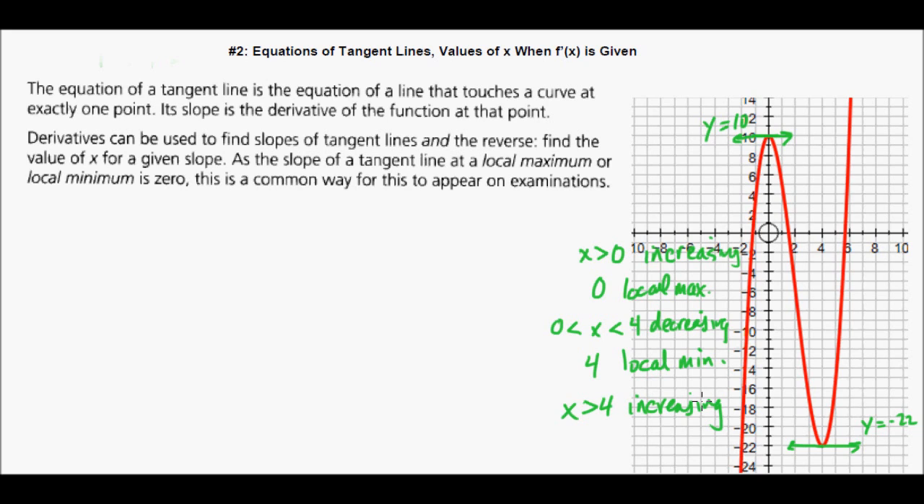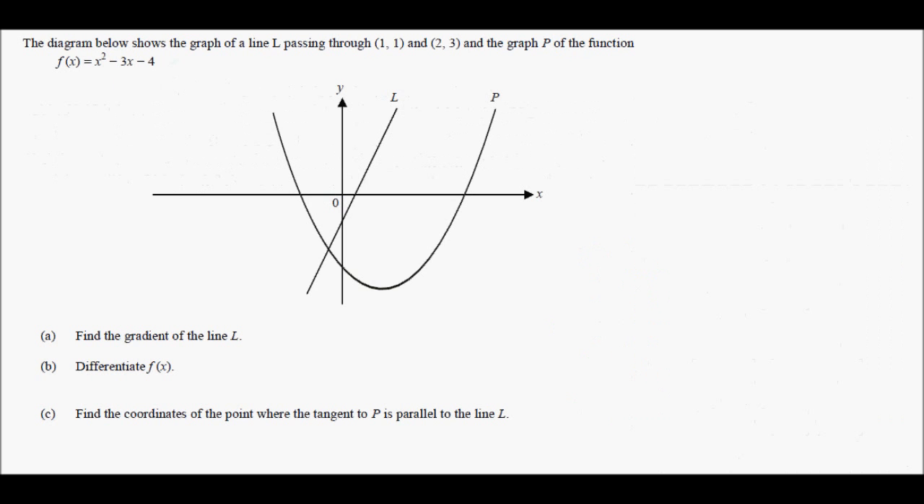Okay, so anyway, let's do a problem. Let's see what we got going here. This is a paper 2 problem, and it says the diagram below shows a graph of a line L passing through the points (1, 1) and (2, 3), and the graph P of the function f of x equals x squared minus 3x minus 4. So we have L right here, we have P. Great, no problem. Let's see what they ask us to do.